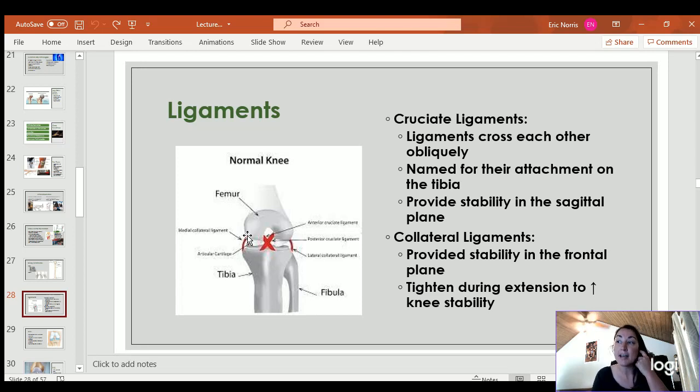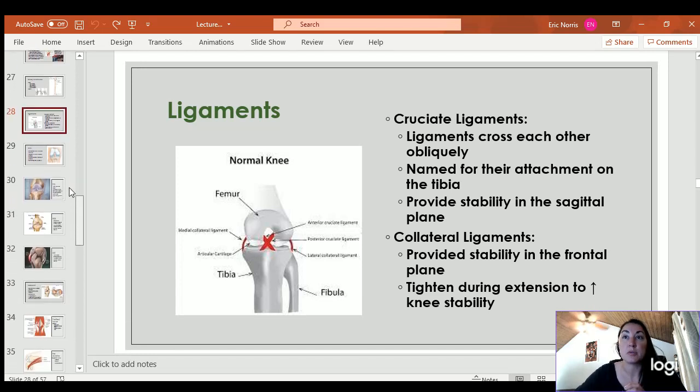With the collateral ligaments, they provide stability in the frontal plane, like side-to-side directions, and they tighten during extension to increase knee stability. So the collateral ligaments are the MCL and the LCL. When your knee is extended is when they are most tight and provide the most stability. They also are more likely to be damaged in that position because they're at their tightest point.